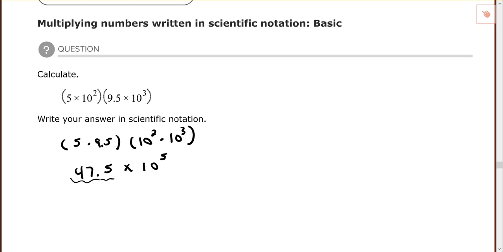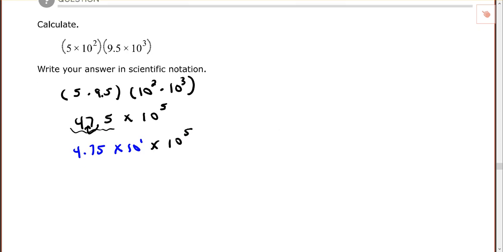If I'm not looking at that 10 to the fifth, that 47.5, we know it's a larger number. We have to move it over one more place to write this in scientific notation. So that part would be 4.75 times 10 to the first, keeping in mind that we already have this times 10 to the fifth from above. So now we have 4.75 times, combining these, 10 to the sixth.